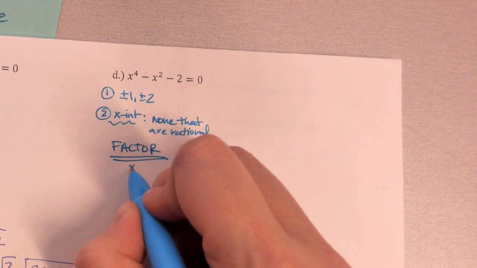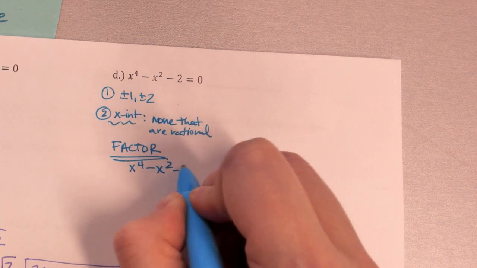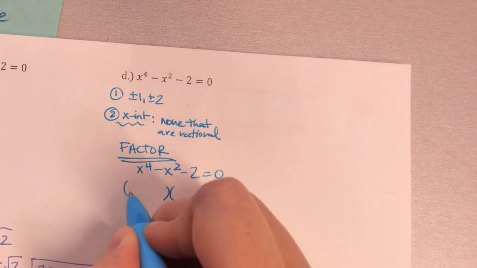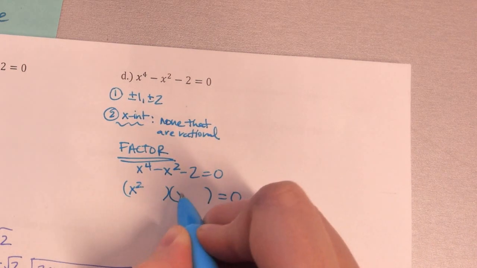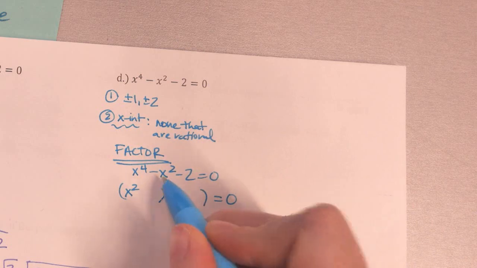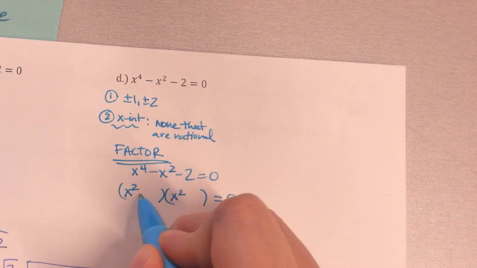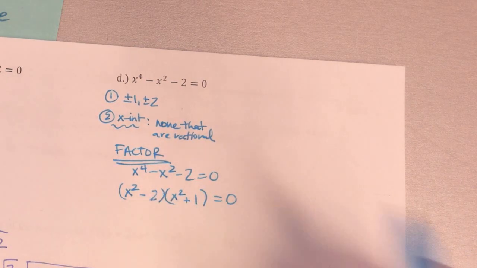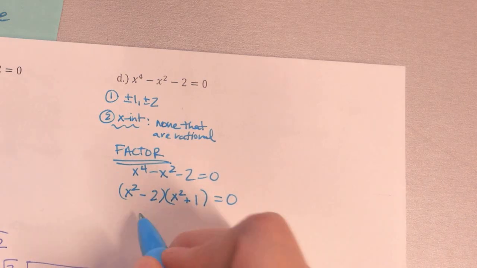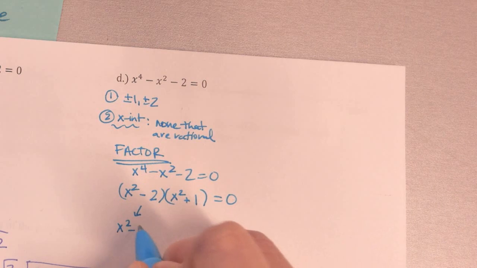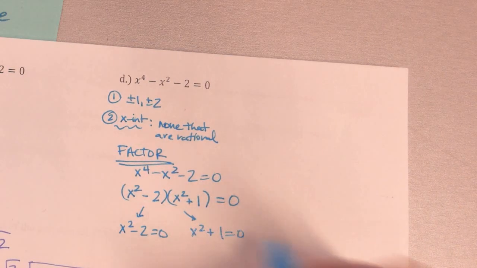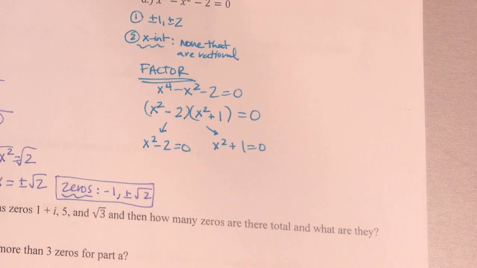So if I have x to the 4th minus x squared minus 2, I'm going to make my 2 parentheses. What multiplies to x to the 4th? x squared and x squared. Then I ask myself, what multiplies to -2 but adds to -1? A -2 and a +1. -2 plus 1 is -1. Okay, and then don't forget, you have to set these each one equal to 0. Okay, again, sometimes when we're going fast, we forget that.